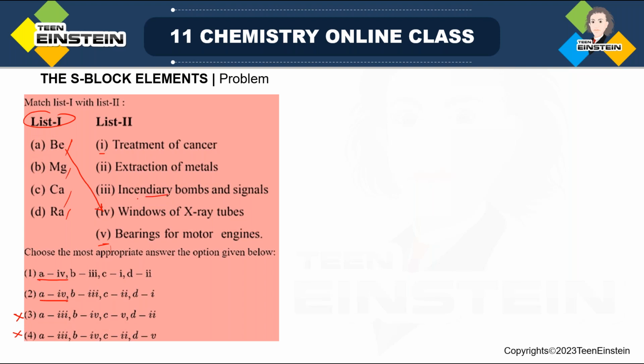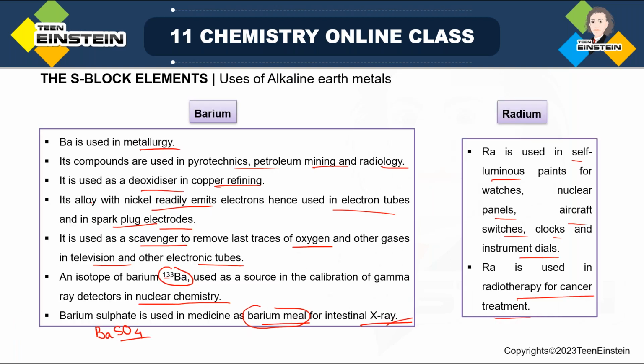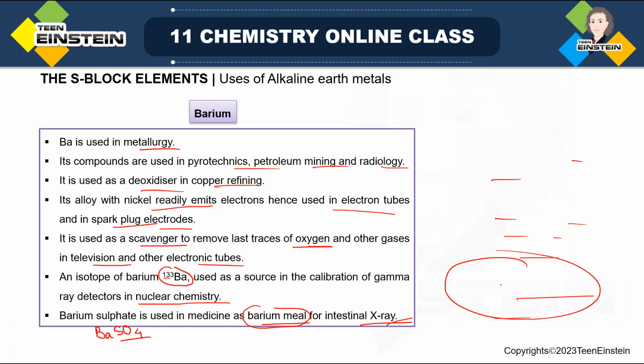Remember, incendiary bombs and signals, these applications we have seen. That means B should be matching with 3, which is present in option 2. Then calcium, it is used in extraction of metals. Even if you cannot remember that magnesium is used in bombs and signals, it is true that out of these 4, in extraction of metals, we use calcium, not beryllium, Mg or Ra. So that is also the indication. And obviously, Ra, it is used in the treatment of cancer. Remember, we have seen in the last point that radium is used here in the treatment of cancer.